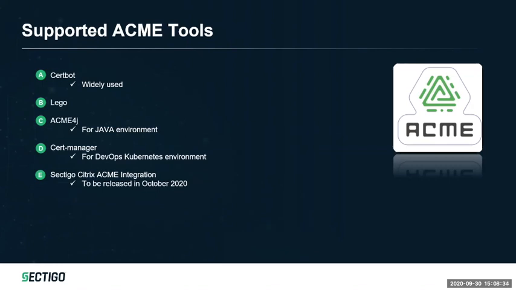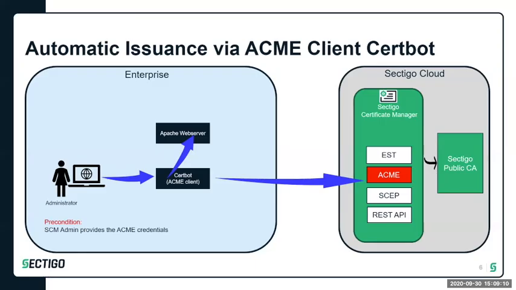At the top, Certbot is highly popular among ACME users. We made sure that Certbot can be utilized against our ACME server. Same thing goes with Lego and ACME4J for the Java environment. Cert Manager, I mentioned, is available in the Kubernetes environment. And finally, next month, we are going to roll out a Sectigo-specific tool to be able to manage Citrix ADC servers over ACME. So those are the top-level tools that we are focusing on right now.